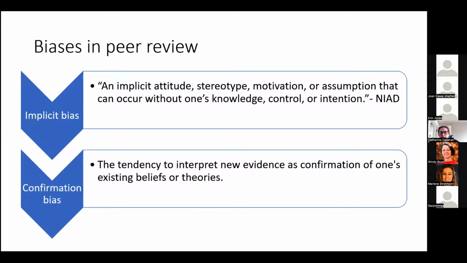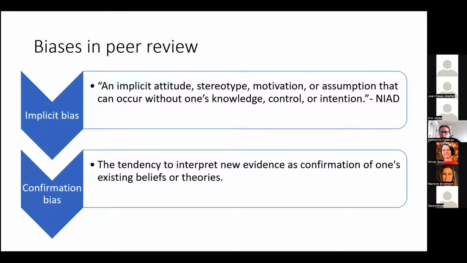Okay, so moving on to some biases in peer review. A bias that is a big concern is an implicit bias, such as an implicit attitude, stereotype, motivation, or assumption that can occur without one's knowledge or intention, as well as confirmation bias, which is the tendency to interpret new evidence as confirmation of one's existing beliefs or theories.